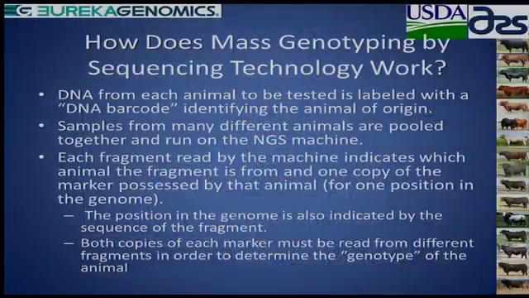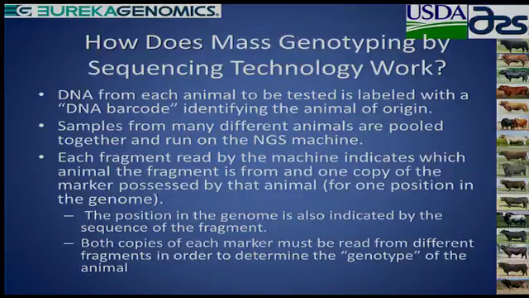So the way that works is that for each animal to be tested, we add what we would call a DNA barcode to the DNA fragments from that animal. And that DNA barcode is just additional bases of DNA sequence that are unique to each animal and that get read by the sequencing machine in the process of sequencing the rest of that DNA fragment. So it's a chemical way to add to a fragment from an animal a piece of synthetic DNA that tells us which animal that DNA originated from.